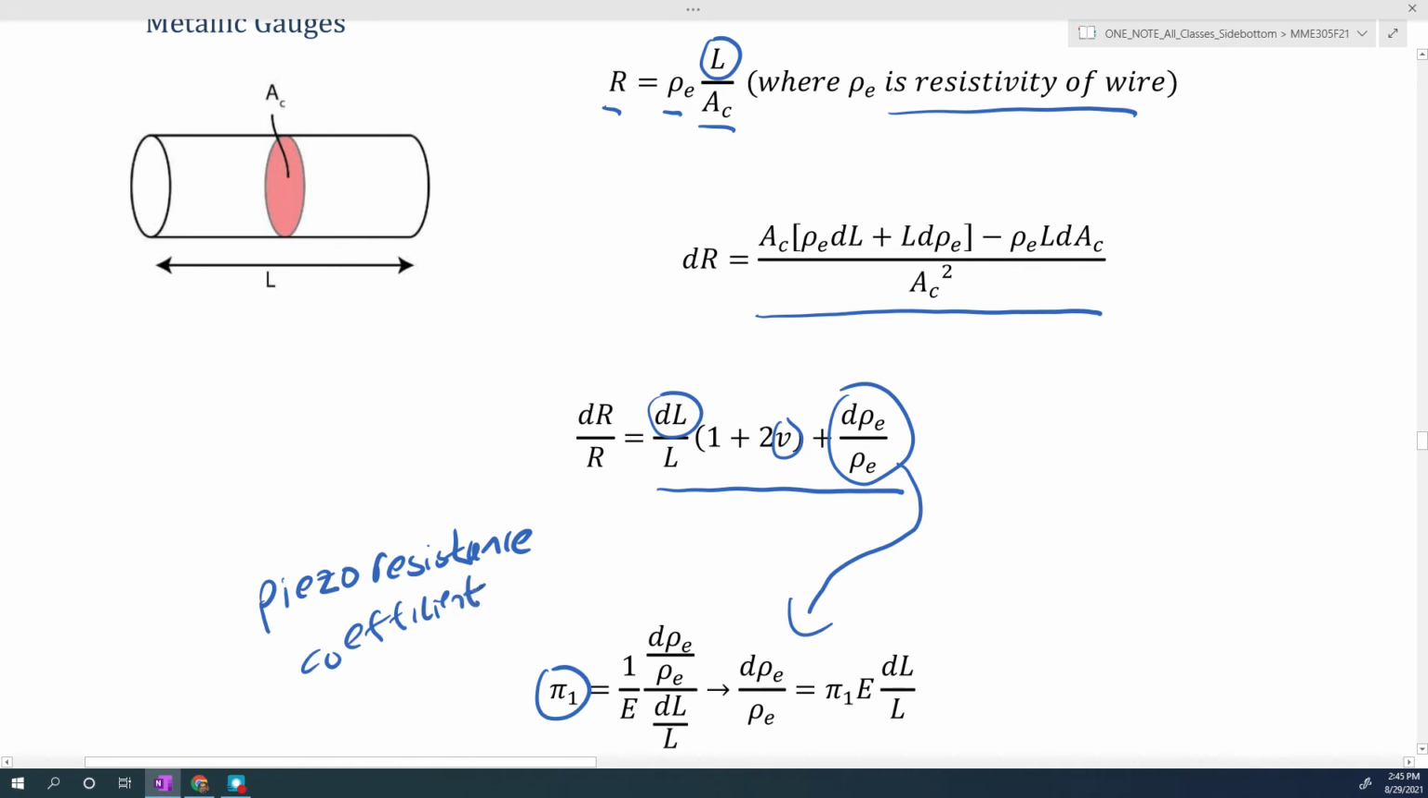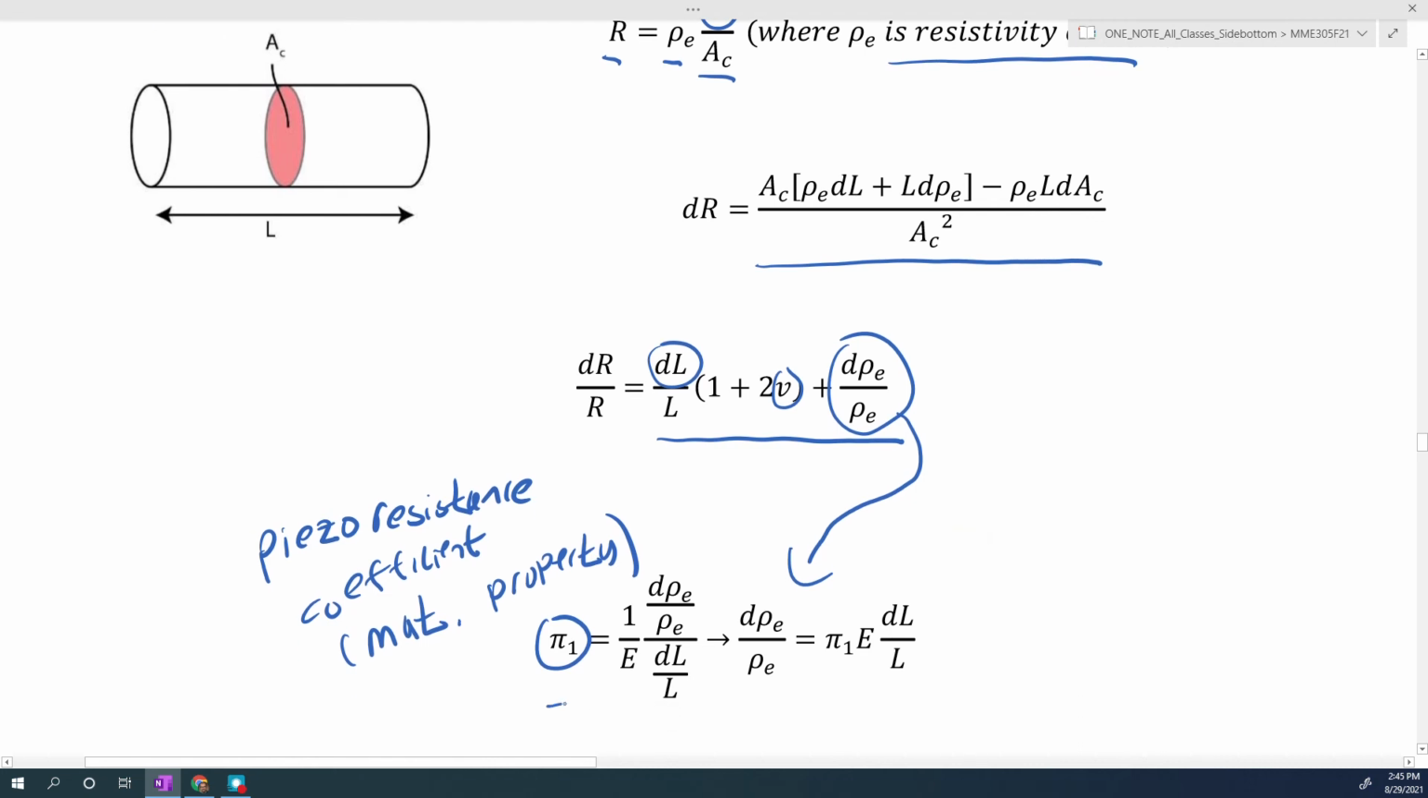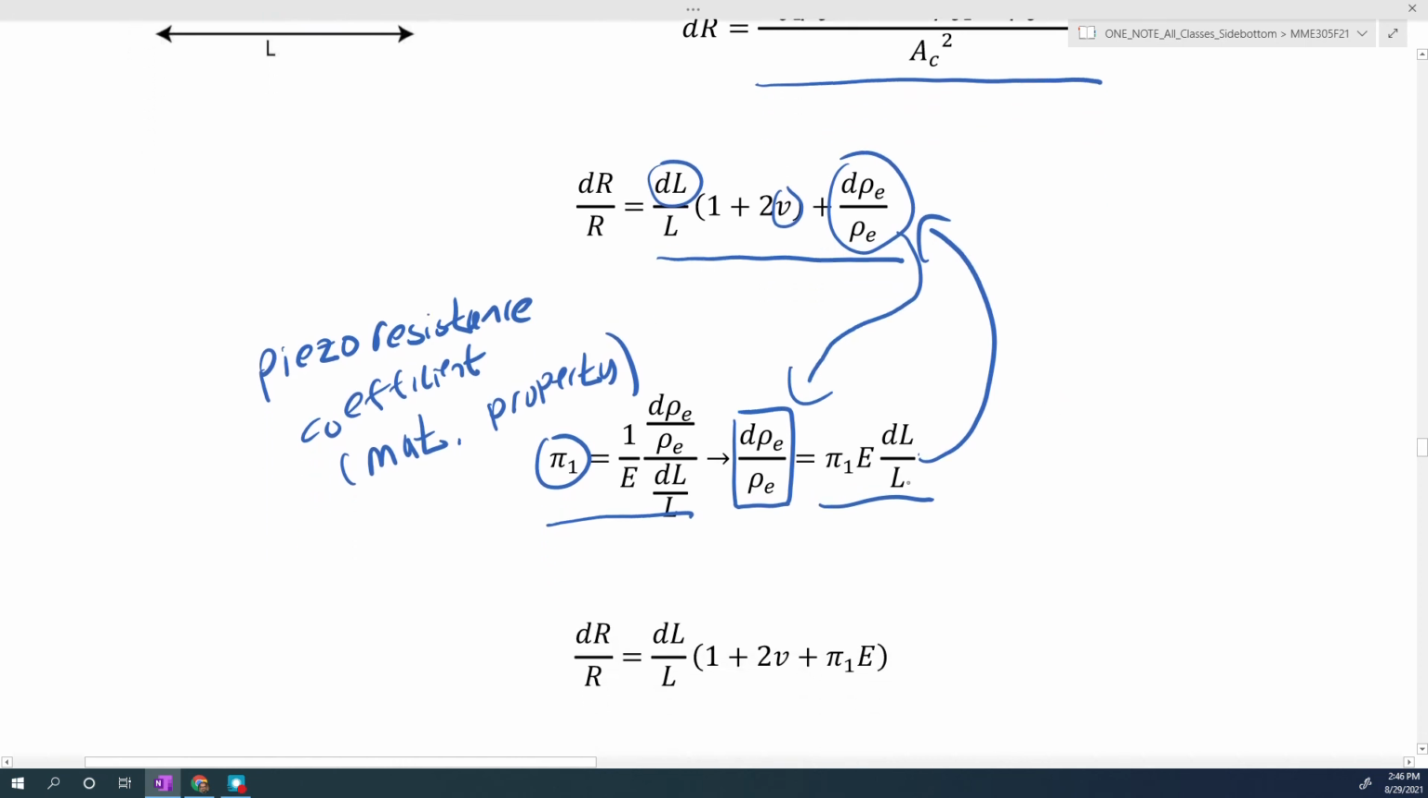And all the piezoresistance coefficient means is it's the dependence of resistance due to mechanical strain. So it's just another material property of the metallic gauge. So we can rearrange the definition of the piezoresistance coefficient to determine the ratio of the change in resistivity over the original resistivity. Since we now know what this is, we can plug this value into our original equation, and we can factor out the change in length over the original length.